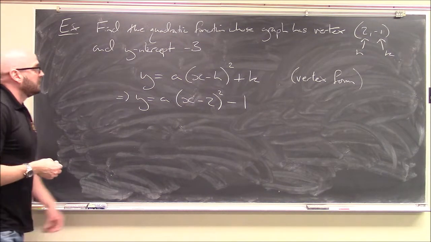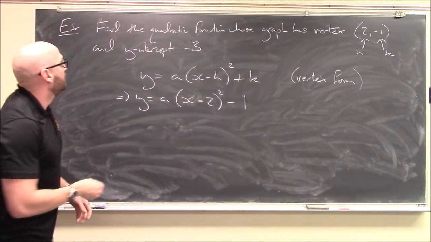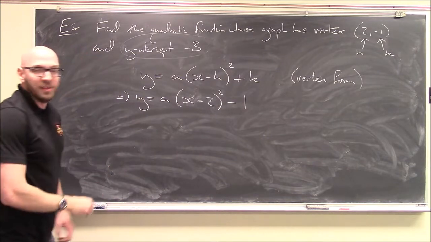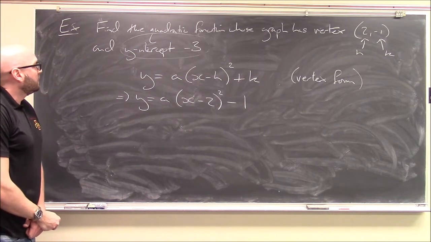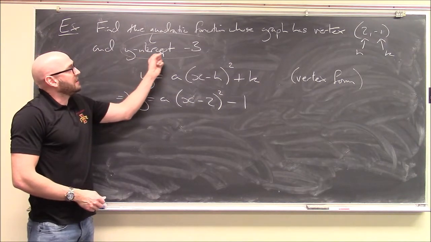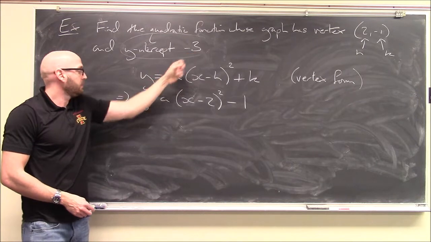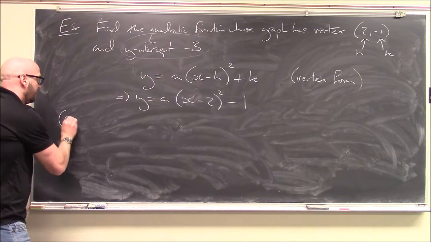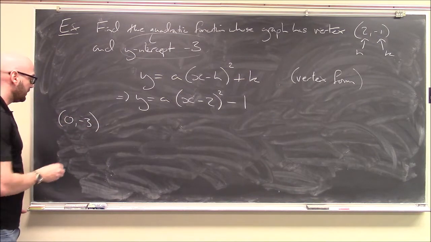The only thing left is, what's a? Well, there's only one little bit of information that we haven't used. It's that the y-intercept is -3. So what's the y-intercept? This tells me that when I plug in x equals 0, my y value should be -3. So let's plug this in.